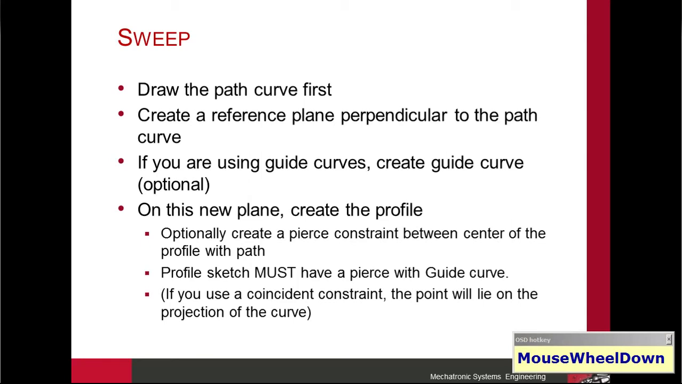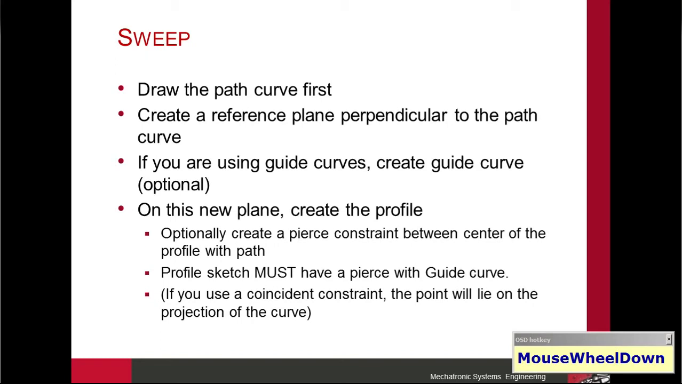This is optional if you wanted to basically squish the shape. On the new plane that we created perpendicular to the path curve, we're going to create our profile. So we would most likely need to create something known as a pierce constraint. I'll show you what that is. The pierce constraint basically means that the curve is coincidental at the point the curve pierces the plane.